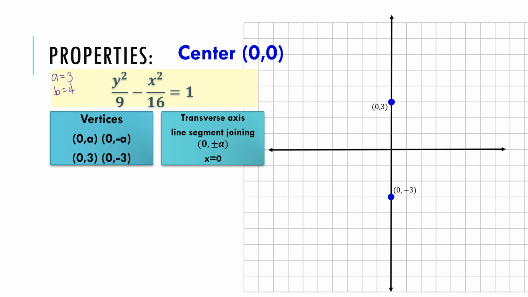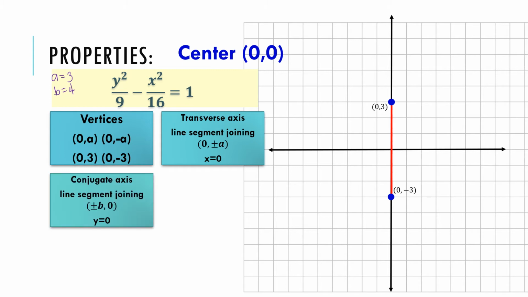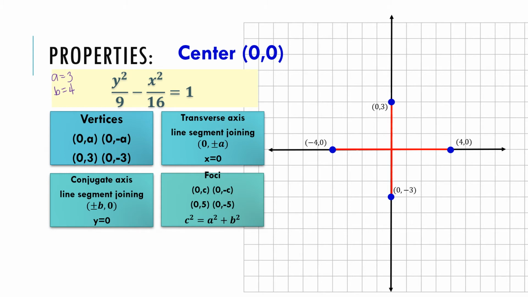Ito siya. Transverse axis is the y-axis. So, ayan. Next, conjugate axis. So, magagaling naman siya kay B. Plot muna natin si B, 0 at negative B, 0. So, ayan. We have negative 4, 0 and 4, 0. So, our conjugate axis is the x-axis. Foci. Compute for the foci.